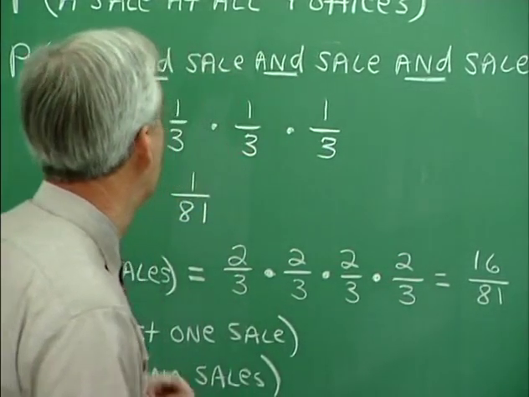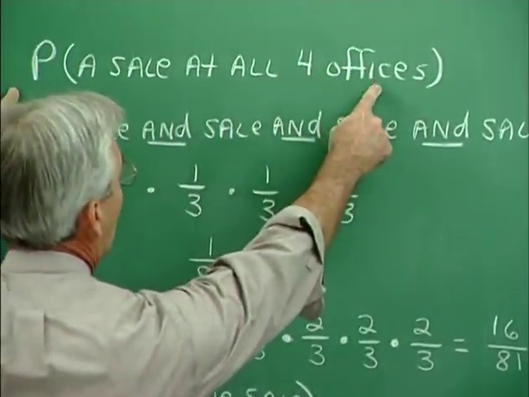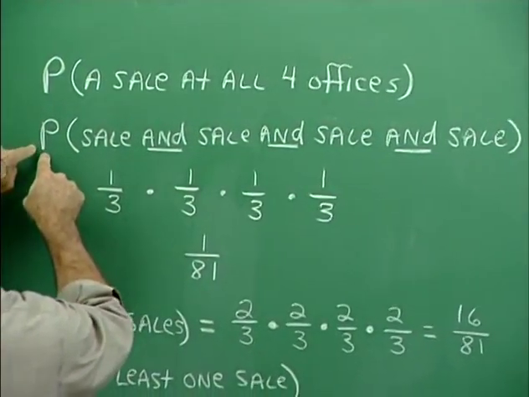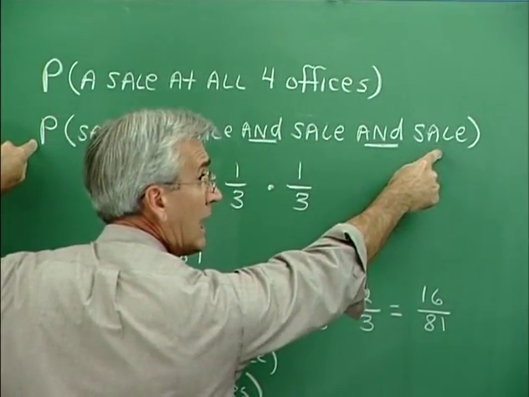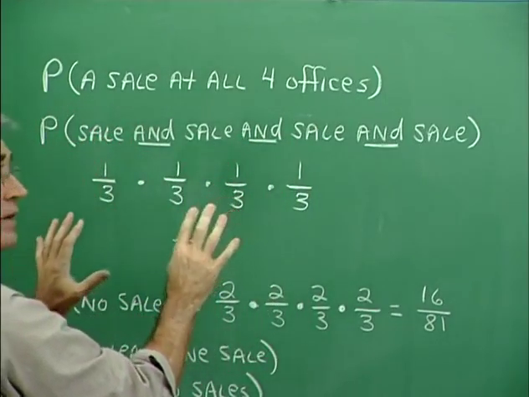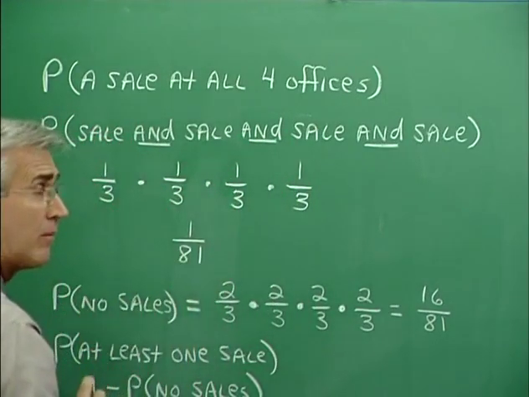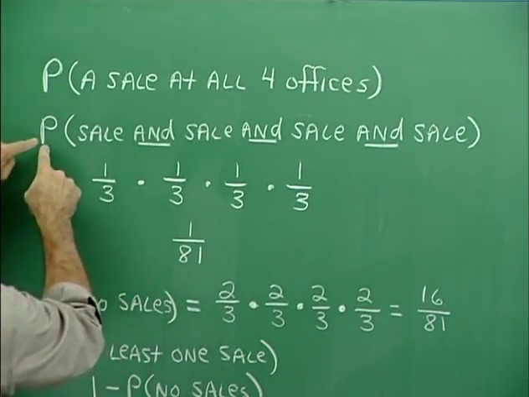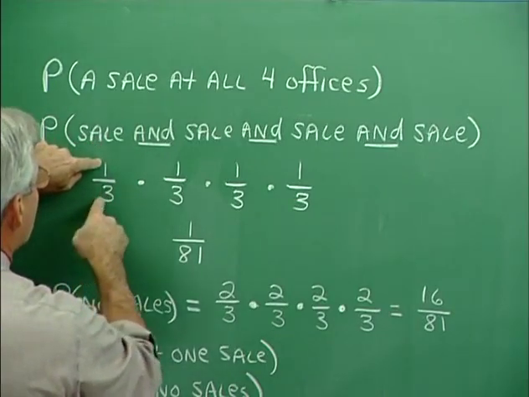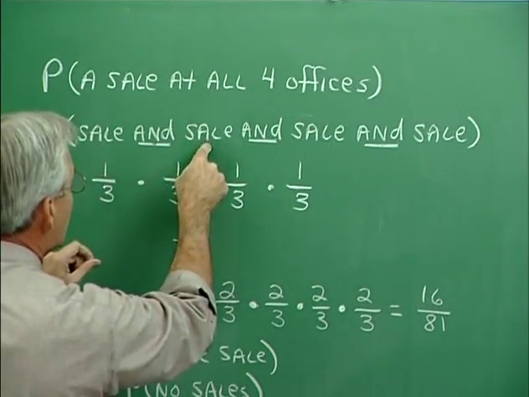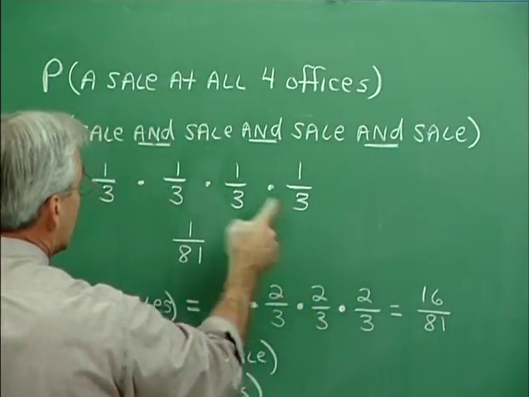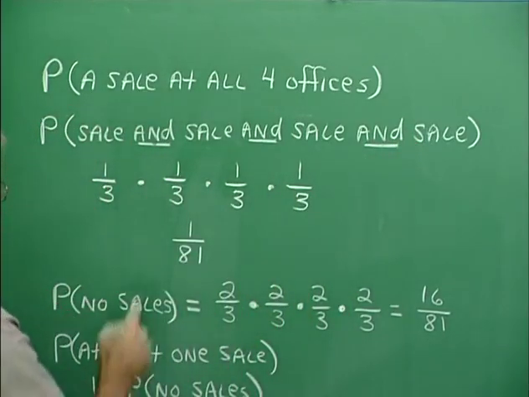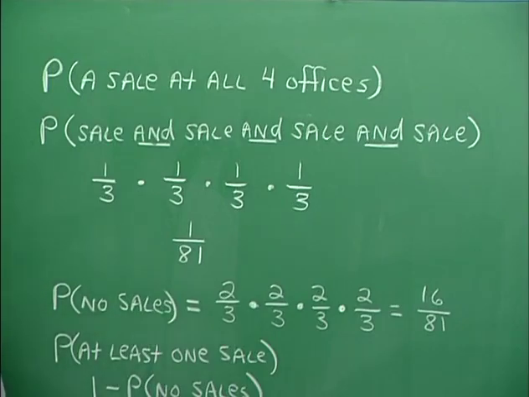The probability of having a sale at all 4 offices can be thought of as the probability of a sale and a sale and a sale and a sale. And using the word "and" here gives us a tip-off that we can multiply probabilities. So we're talking about the probability of a sale here, which is 1/3. And means multiply. The probability of a sale at the second visit is 1/3, and then a sale at the third visit and a sale at the fourth visit. So 1/3 to the 4th power, or 1/81, would be the probability of sales at all 4 of those offices.